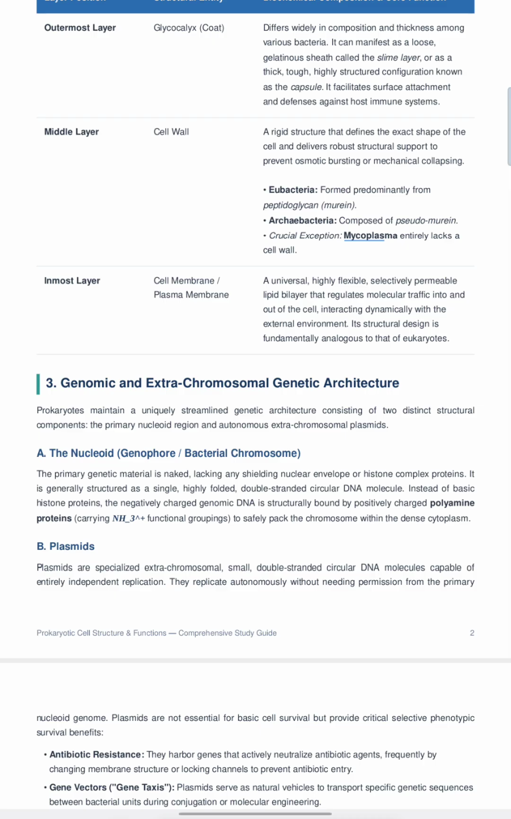Okay, now let us understand its function and how it is composed. It is a universal, highly flexible, selectively permeable lipid bilayer. It is formed by a lipid bilayer, and the major lipids are phospholipids. It regulates the molecular traffic into and out of the cell, interacting dynamically with the external environment. Its structural design is also fundamentally analogous to that of eukaryotes. Now you can understand this. So here we have finished the three layers.